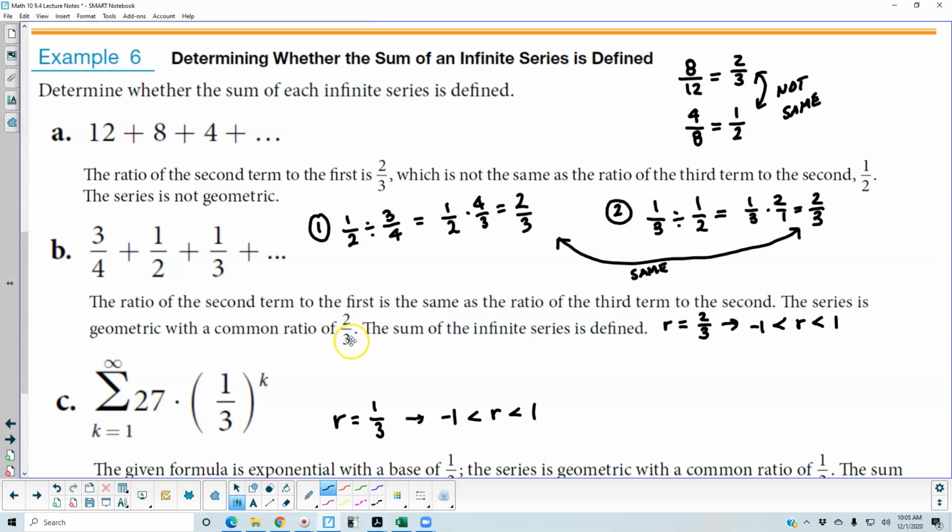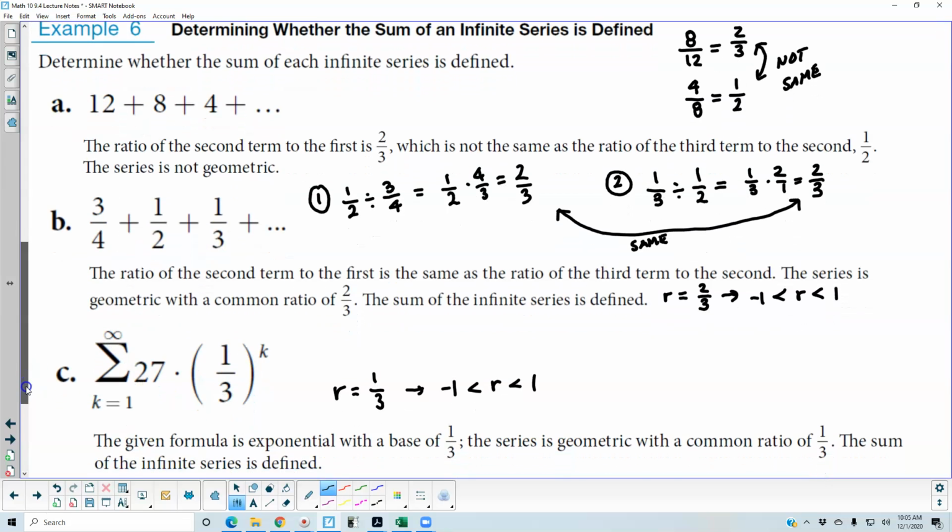Now the common ratio of 2/3, in order for the sum to be defined, has to be between -1 and 1. Well, 2/3 is a fraction which is greater than -1 but less than +1. Therefore, the sum of the infinite series is defined.